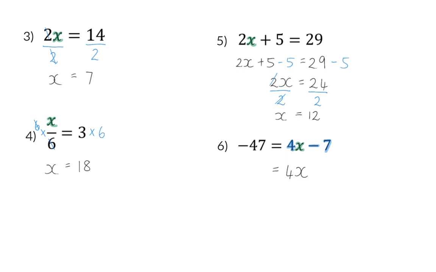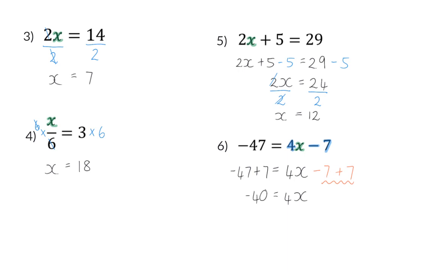To do this, I'm going to do the inverse calculation of minus 7, which is adding 7, so I will be adding 7 on both sides of the equation. I'm reminding you that you can write the minus 7 and plus 7 on the right-hand side, but because we know that it will add up to give 0, we don't need to write it. Now we have 4x on the right and minus 40 on the left-hand side.